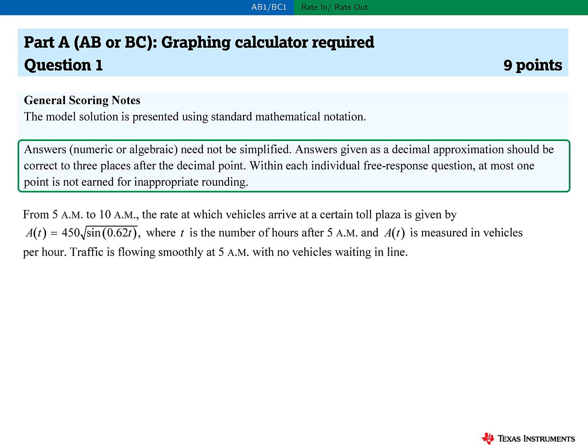Decimal approximation answers must be given to 3 digits to the right of the decimal, rounded or truncated. Within each question, at most 1 point is lost for inappropriate rounding.